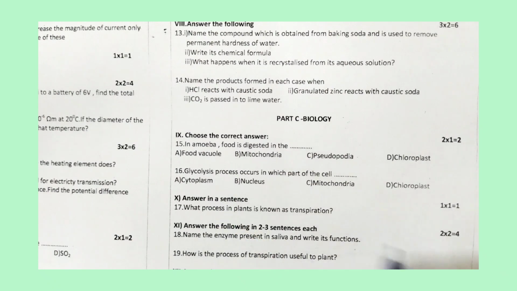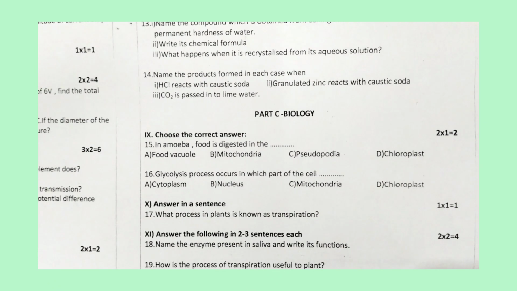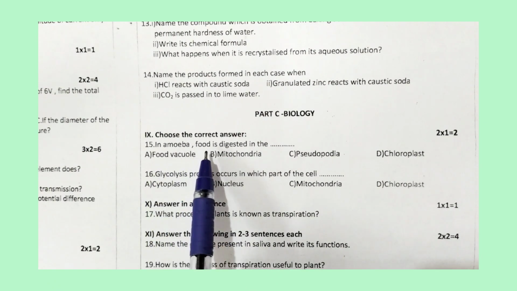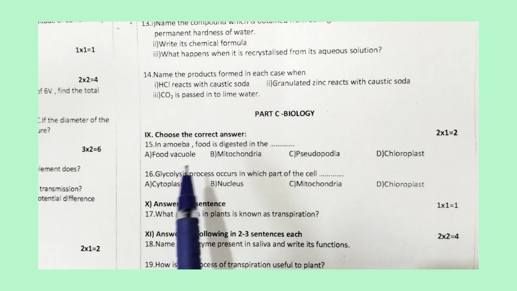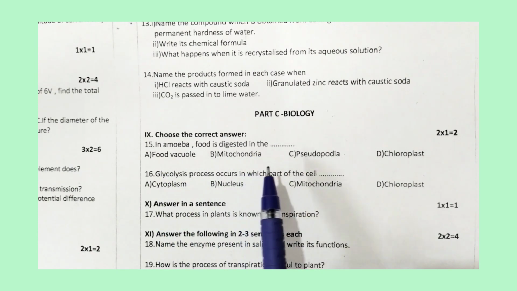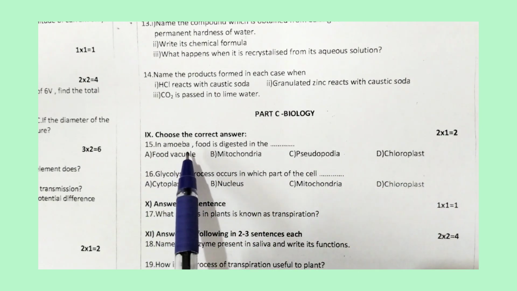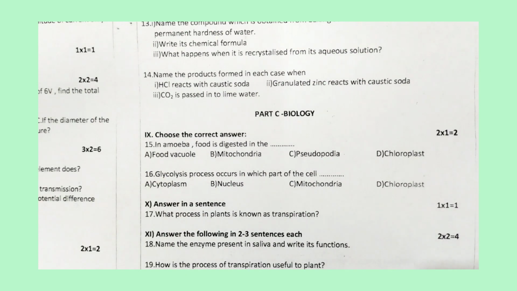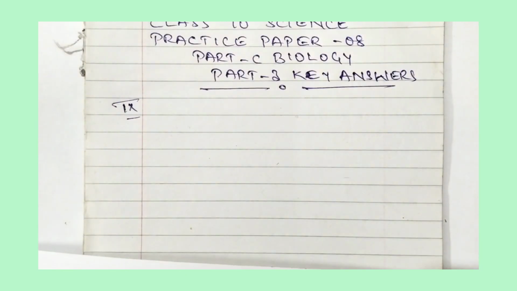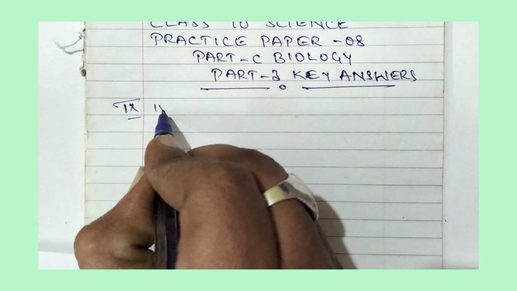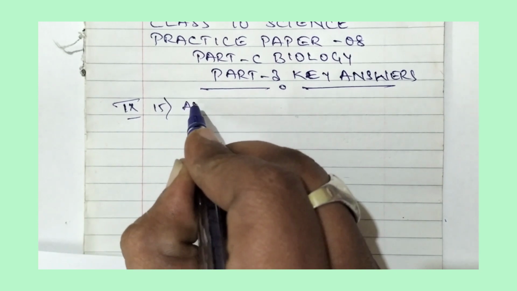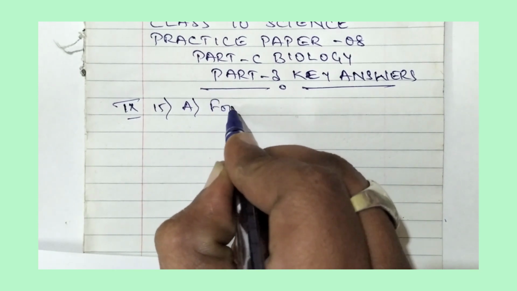The first question is: in amoeba, food is digested in the dash: food vacuole, mitochondria, pseudopodia, chloroplast. Among these four answers, the right answer is option A, food vacuole. In the food vacuole, the food will get digested. So 15th A, that is food vacuole.